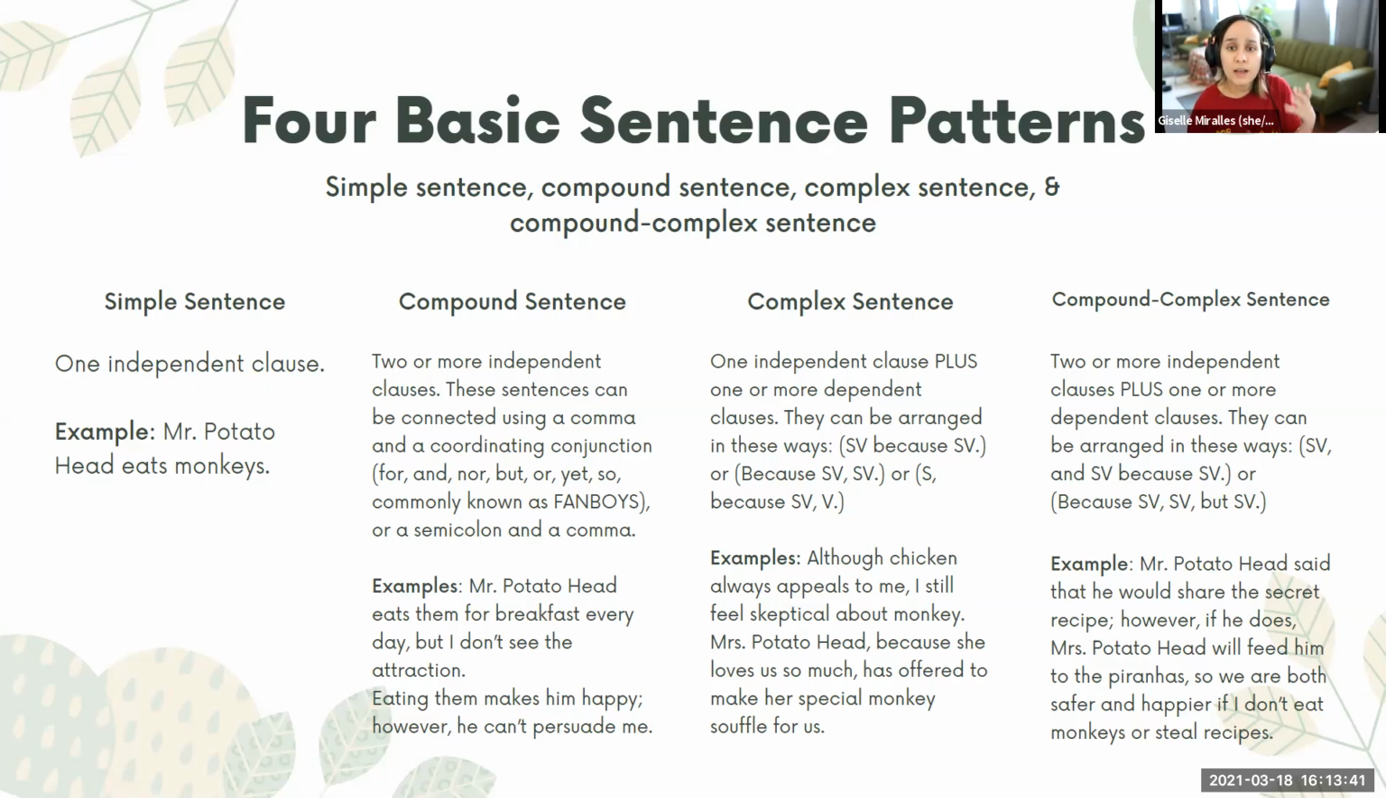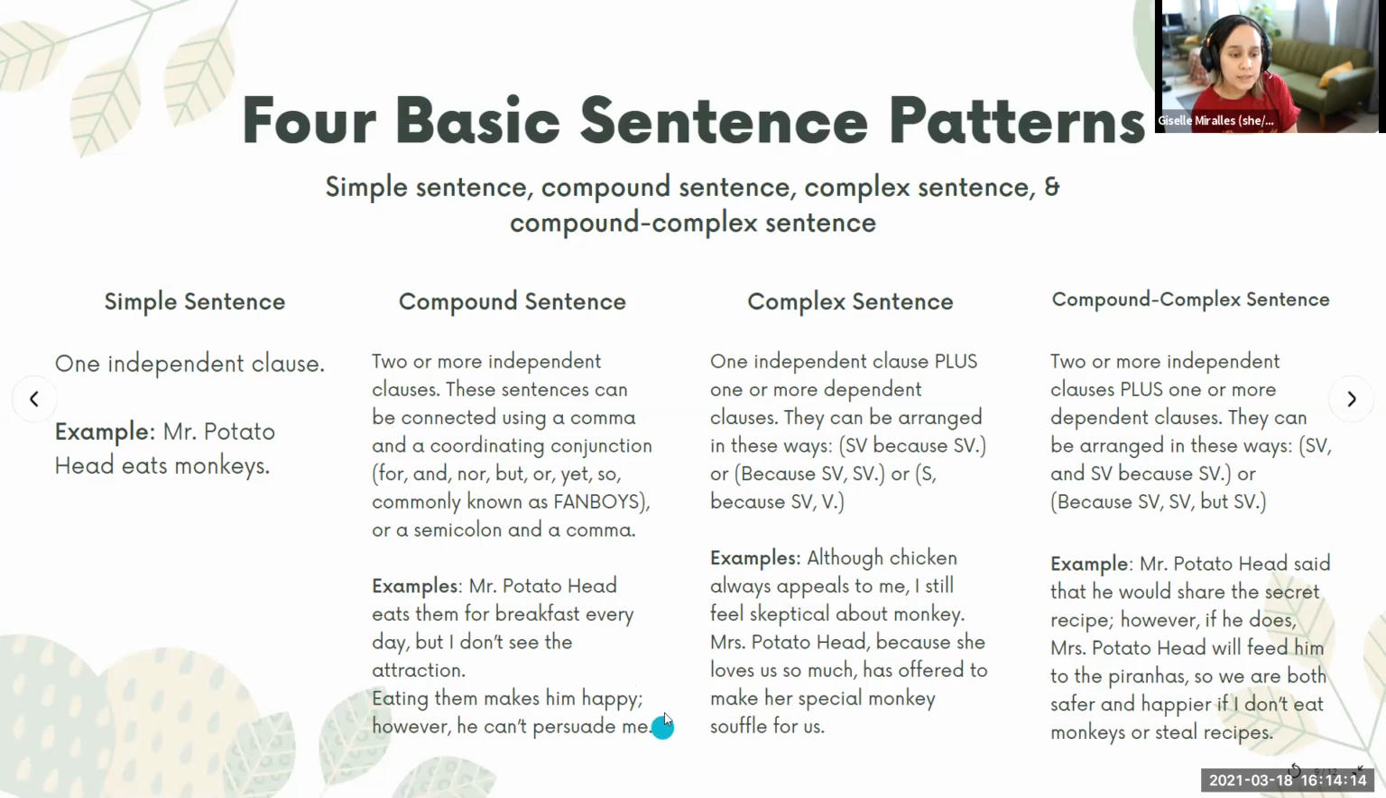So whenever you use a FANBOYS coordinating conjunction and a comma, remember that both of those sentences need to be complete sentences on either side. You only use a coordinating conjunction and a comma when both sentences are independent clauses. The second way that you can join 2 independent clauses, like I said, is a semicolon and a comma. So this example: eating them makes him happy; however, he can't persuade me.